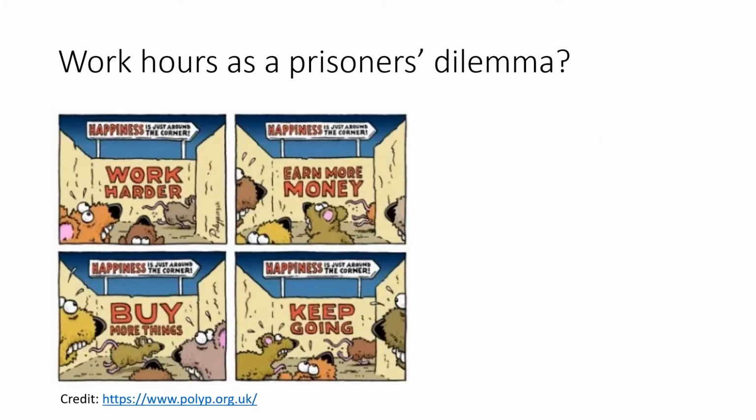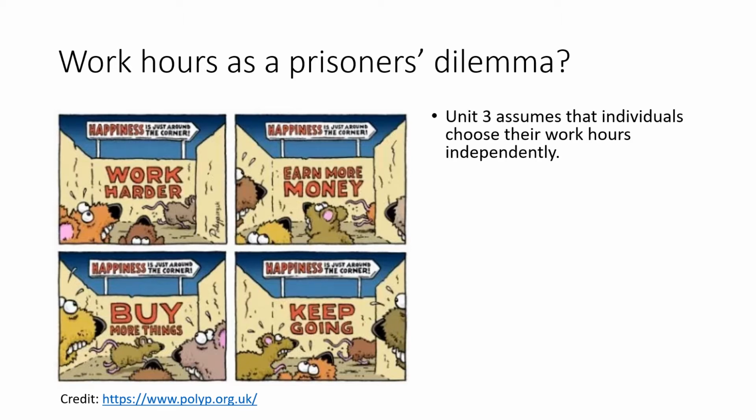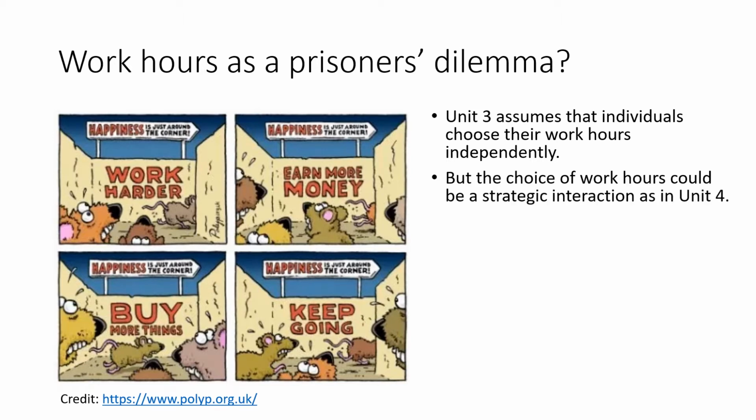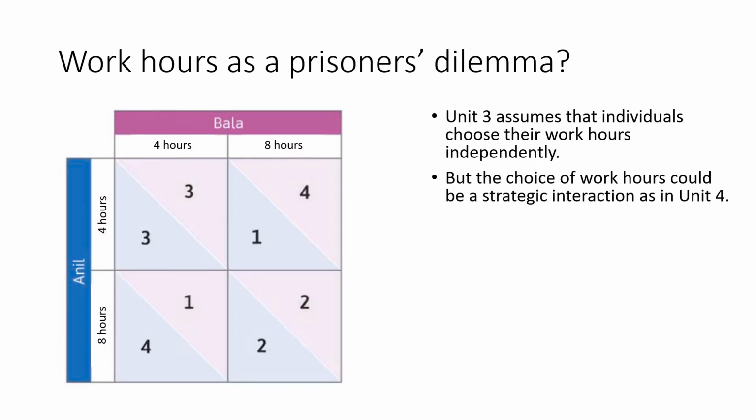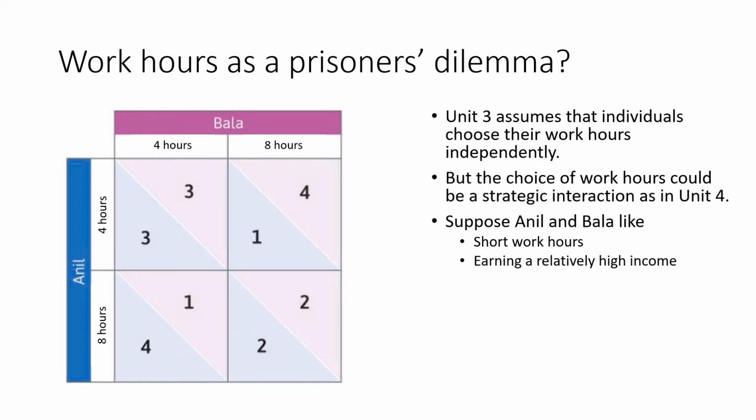About this, now we can talk about work hours as a prisoner's dilemma case. If you recall from Unit 3, we assume that individuals choose their work hours independently. But the choice of work hours could be a strategic interaction as in Unit 4. In this figure on your left, in which the names Bala and Anil are very familiar to you from my previous video lecture, suppose that Anil and Bala like short work hours, earning a relatively high income, and this could be modeled as a prisoner's dilemma.